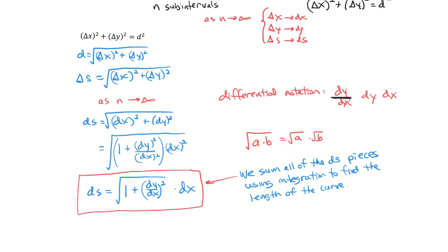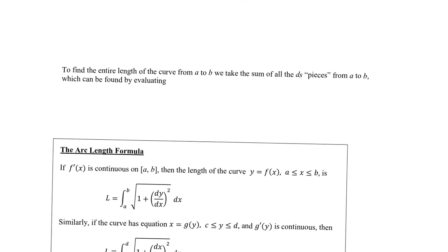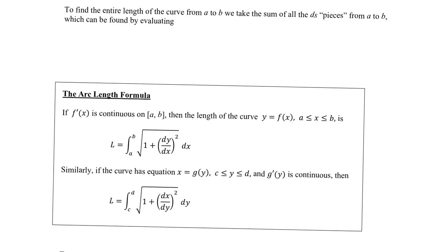So then if we look on the next page, we want to find the entire length of the curve. We're going to take the sum of all the ds pieces from a to b, and this can be found by evaluating this integral from a to b, the integral that we just found, the square root of 1 plus (dy/dx) squared, dx. And just to note, this is just a derivative. Dy dx is a derivative. We're going to square the derivative, add 1, put it under the square root, and then integrate.